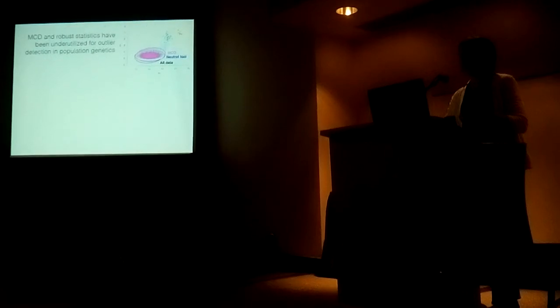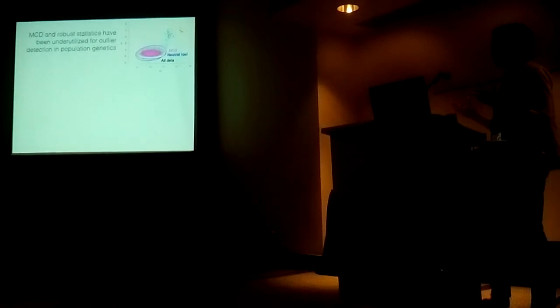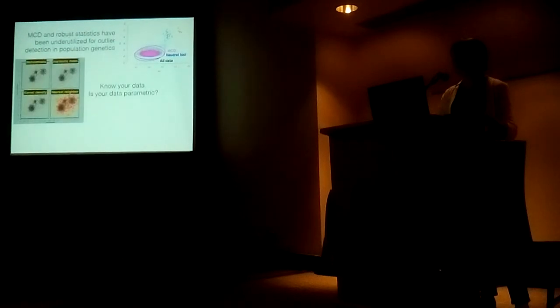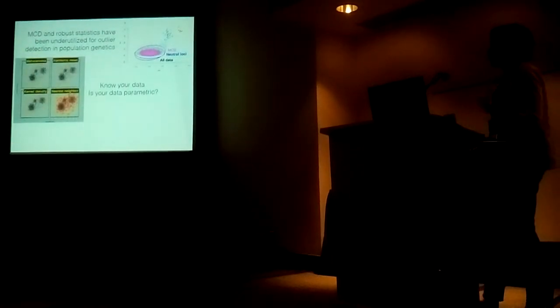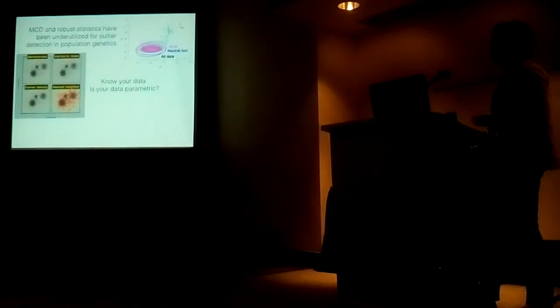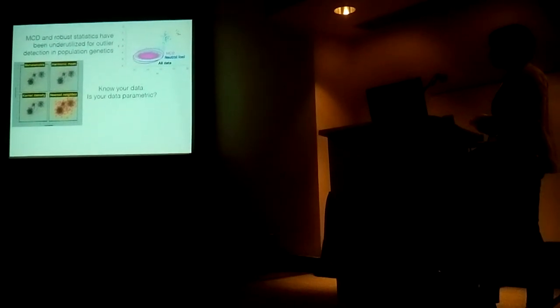So in conclusion, MCD and robust statistics have been underutilized for outlier detection in population genetics. These measures of covariance come up in a lot of different statistics, and there are more robust ways of estimating them that might be useful. This does seem to be a better way of prioritizing candidates across multiple tests than just taking the intersection. But you have to know your data. If your data is parametric, you can use the MCD, but because the MCD itself assumes data is parametric, if your data is not parametric, it doesn't really make sense to use it. But you could use one of the other 3 measures that we developed without the MCD.